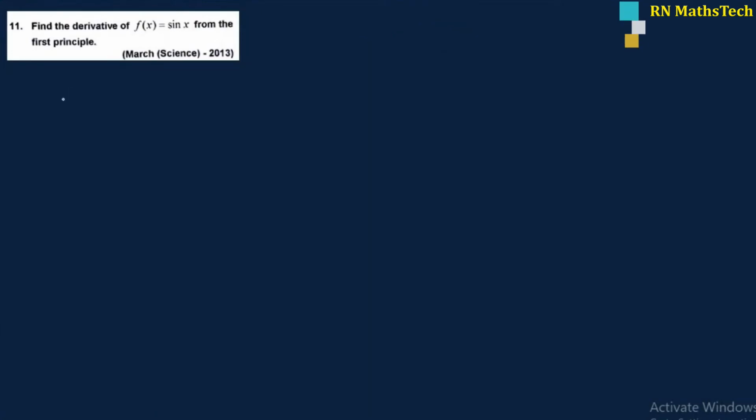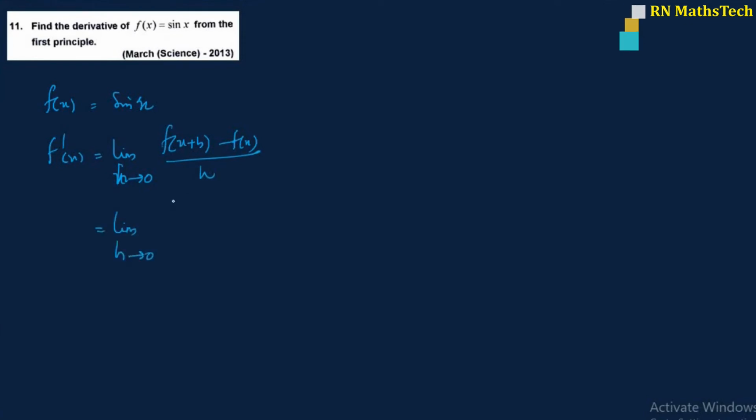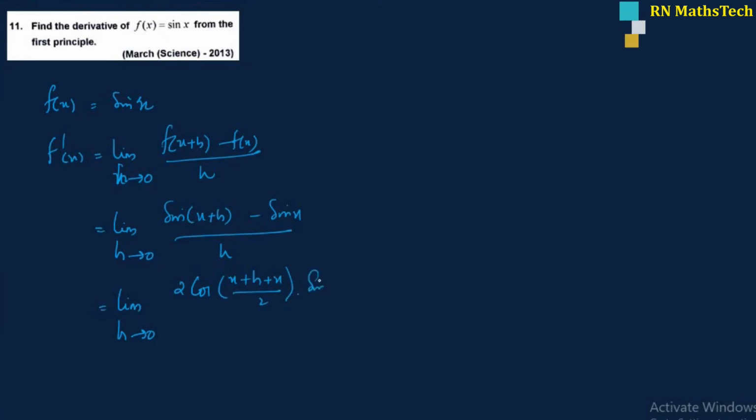Now find the derivative of sin x from the first principle. f of x is equal to sin x. f dash of x is equal to limit h tends to 0, f of x plus h minus f of x divided by h, that is equal to limit h tends to 0, sin of x plus h minus sin x divided by h, is equal to limit h tends to 0, sin c minus sin d is 2 cos of (c plus d) by 2, that is (x plus h plus x) by 2, into sin of (x plus h minus x) by 2.